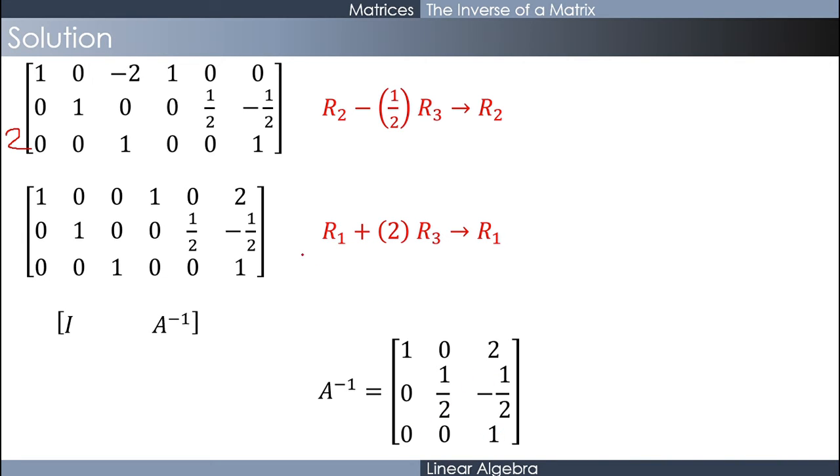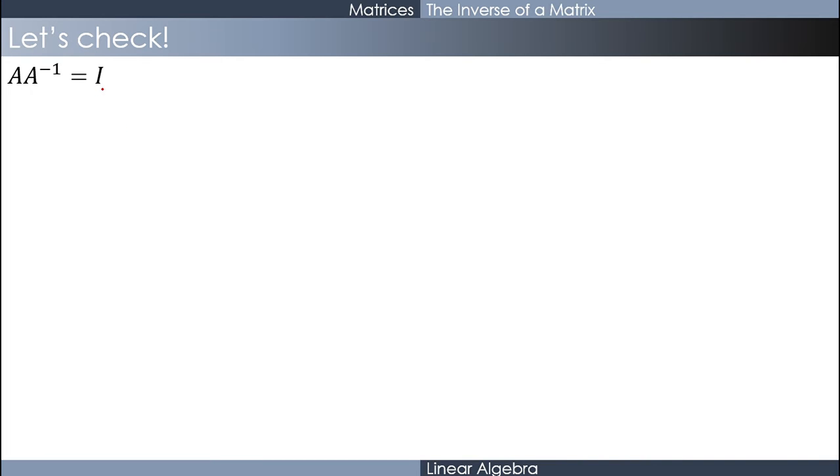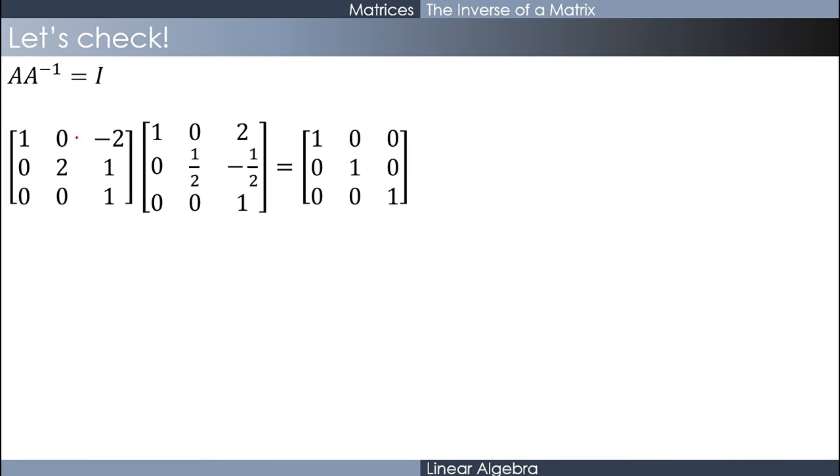All right. The third step is to check if our work is correct. If we get the identity matrix as the product of our matrix A times A inverse, then our work is correct. So here we have our matrix A and we have our A inverse. If we multiply these two matrices, we get this product, and this is the identity matrix.